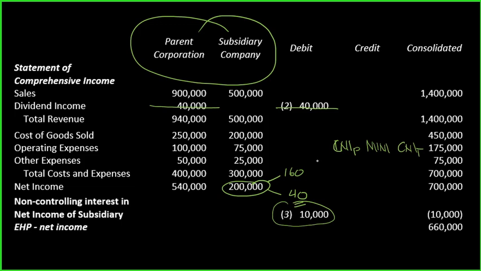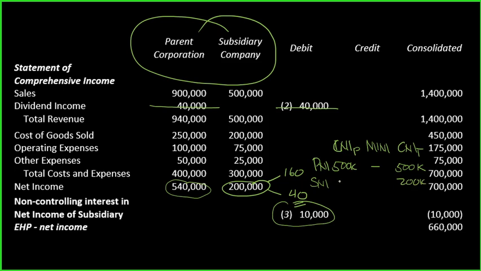Tignan nga natin. For the parent's net income from its own operation, it's supposed to be 540. Pero minus 40, 500 na lang. Sulat natin, 500. May share ba si minority interest? Wala, no? So, lahat yan pupunta dito, 500,000. Next, subsidiary net income. Okay. The total will go to your consolidated net income.